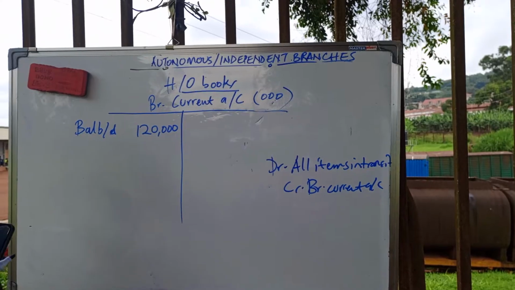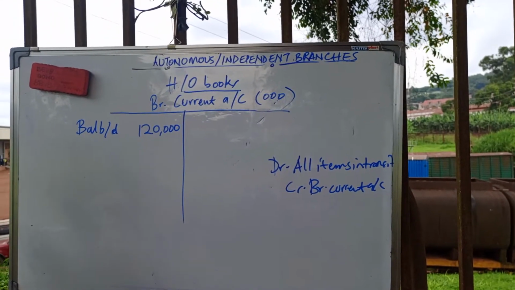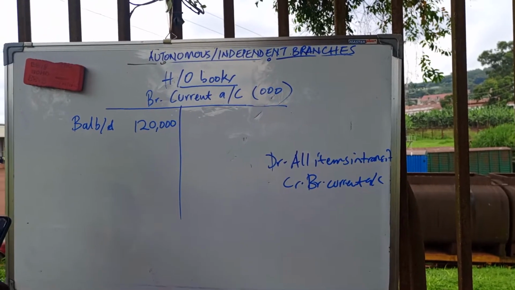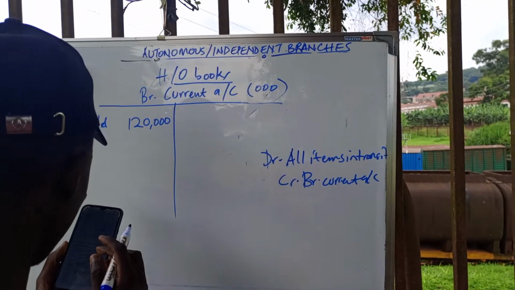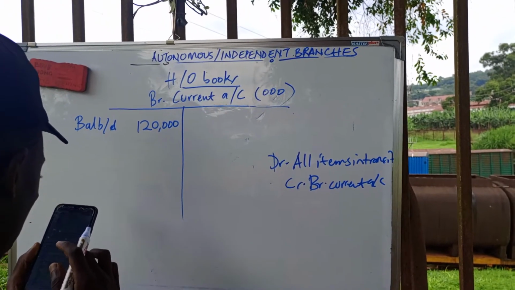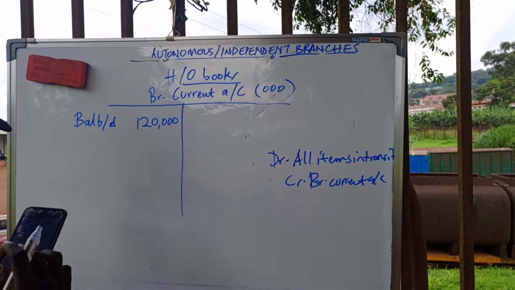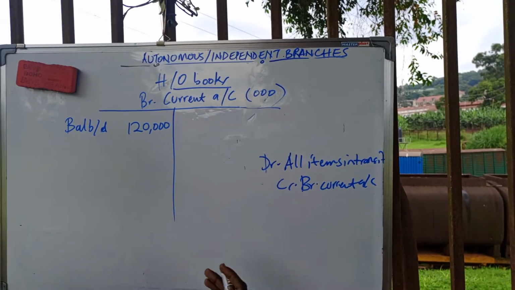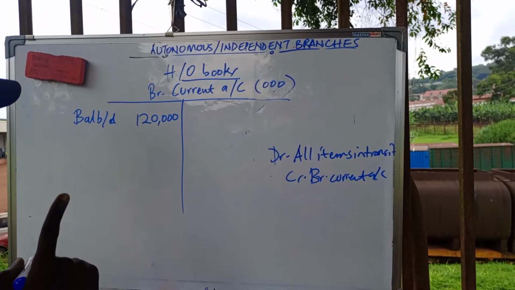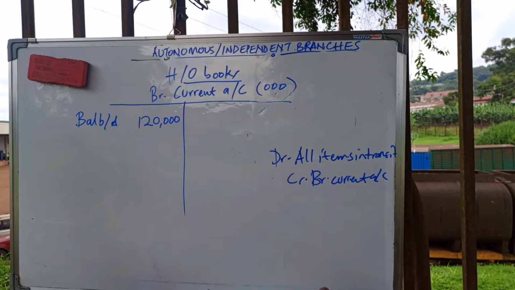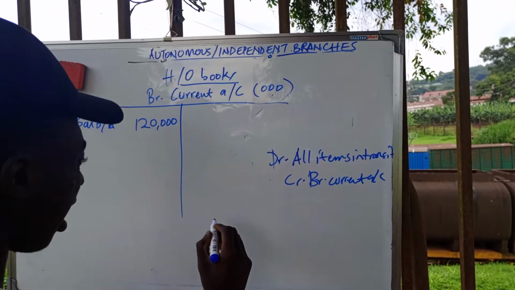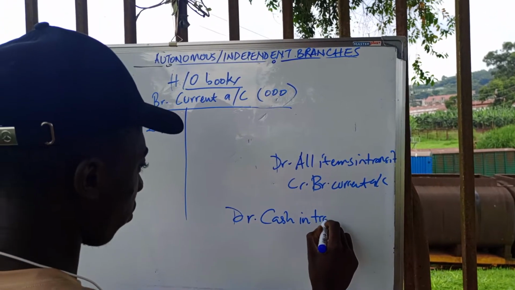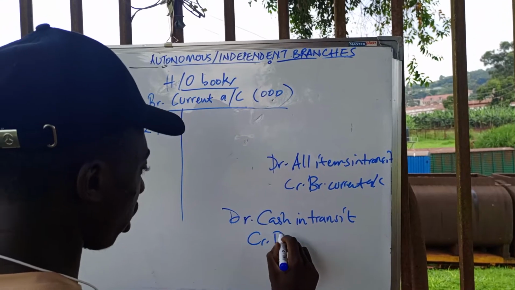So I look out for items in transit. When you check note 2, they are saying the branch deposited 6 million on behalf of the head office in the local branch of the company's bankers on 31st December 2018. No record has been made in the books of the head office. These are the books of the head office, but they haven't recorded that amount of money. So we recognize that it is cash in transit, because they deposited it but we haven't recorded it in our books of account. So that is cash in transit, and the other one with debit items. So I debit cash in transit, then I credit my branch current account.